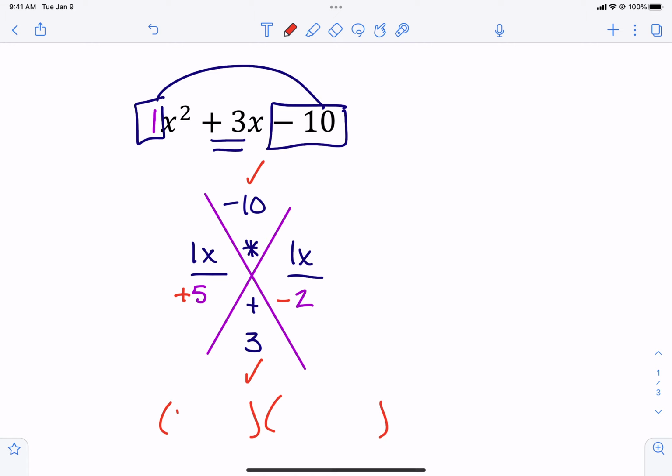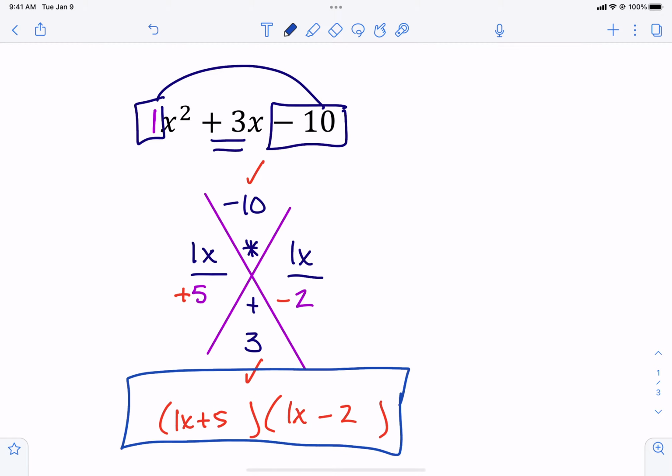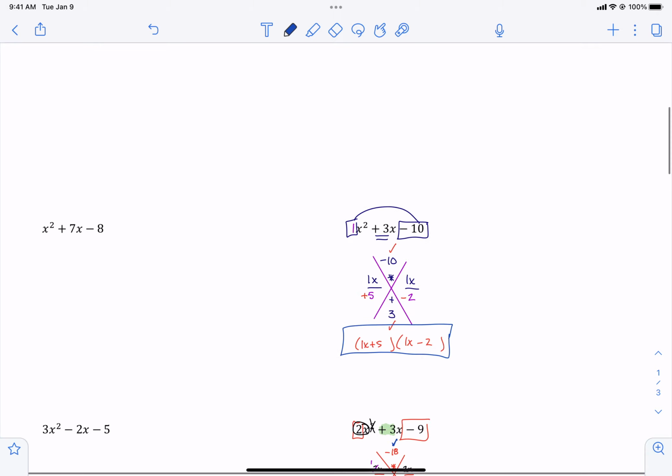So when this happens, we're just going to take whatever the first one was. So the first one, 1x plus 5. And then we're going to take whatever the second one is, 1x minus 2, and we'll write them the exact way we see them. Now it's really important that we always look to make sure those can't be simplified or reduced. That's a really big part of making sure our answers get correct.